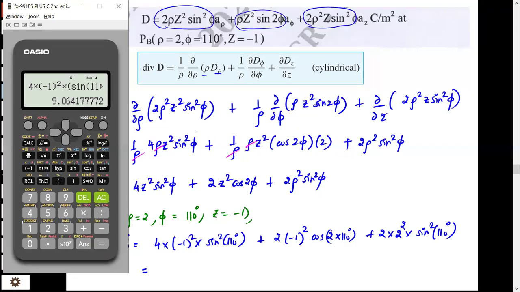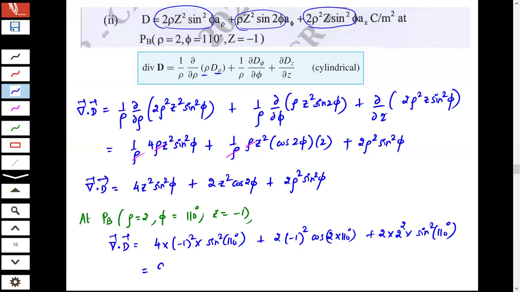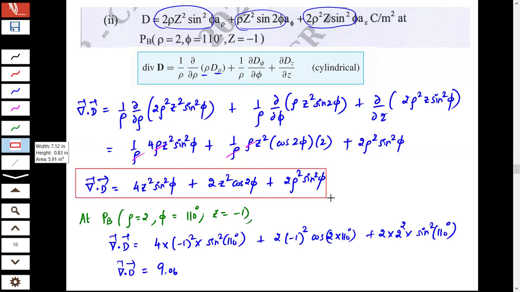Solving this in calculator will give us the answer for del dot D at the given point PB as 9.06. So we'll get 9.06, which is the value of del dot D, and we must mention the unit for del dot D, same as the unit for volume charge density, which is coulomb per meter cube.